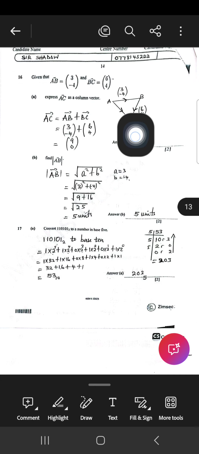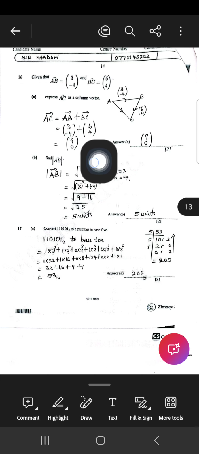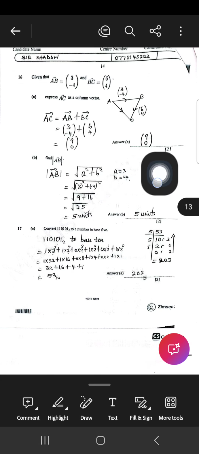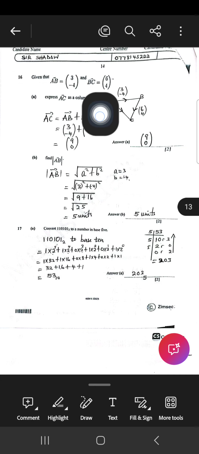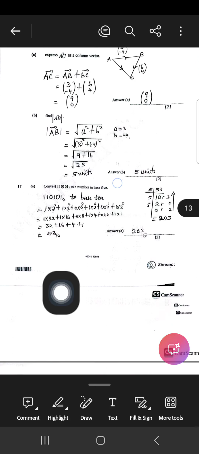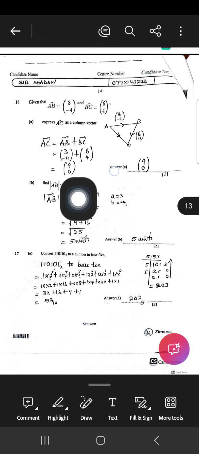AB is 3 minus 4 plus 6, 4. So 3 plus 6 is 9, minus 4 plus 4 is 0. So AC becomes 9 and 0. Vectors are always given in vector form or column form, unless you were told to give your answers in coded form. Right, let's now find the modulus of AB.